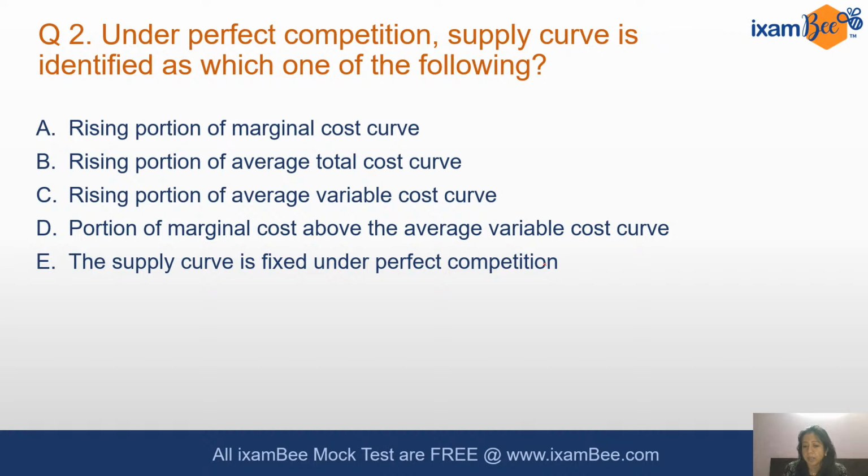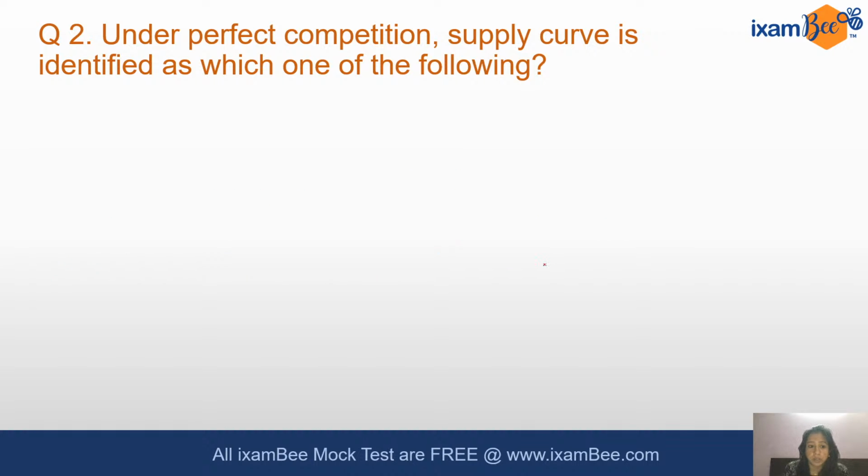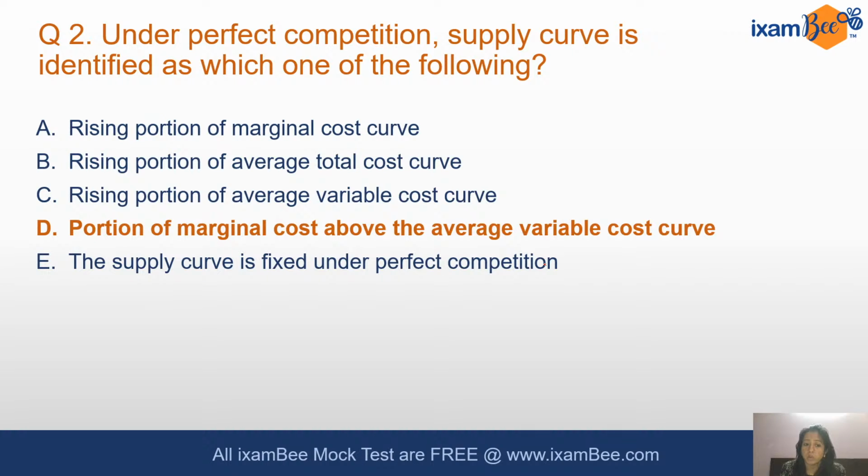This is the basic characteristic of a perfect competition, and many of you have replied correctly. It is actually option D, the portion of the marginal cost curve that is above the average variable cost curve. So this is the supply curve for a perfect competition market, and this is quite an important question that is usually asked.